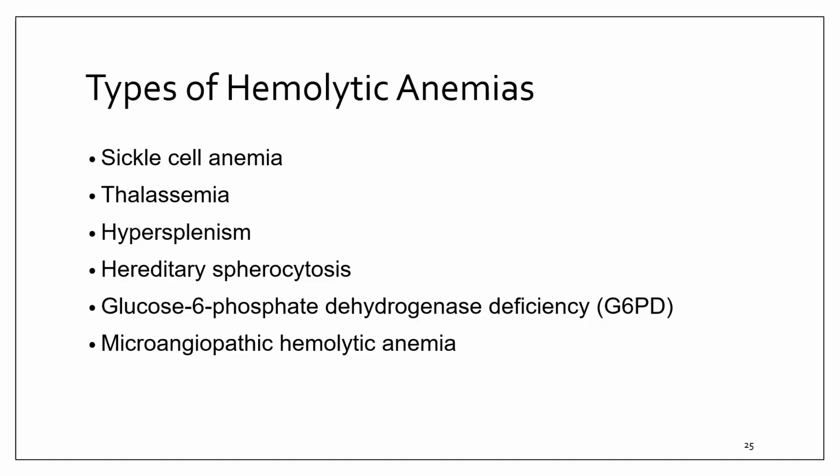So the first one is sickle cell anemia. This is one of the most recognizable hemolytic anemias. It's caused by an abnormal form of hemoglobin called hemoglobin S. Under low oxygen conditions, hemoglobin polymerizes, the red blood cell becomes rigid, and the cell bends into a characteristic sickle shape. On peripheral smear, you may see sickle-shaped erythrocytes, target cells, and polychromasia from increased reticulocytes.